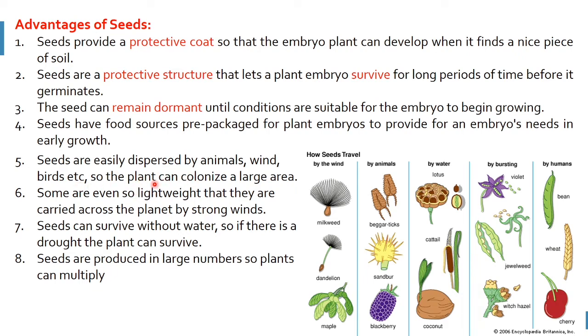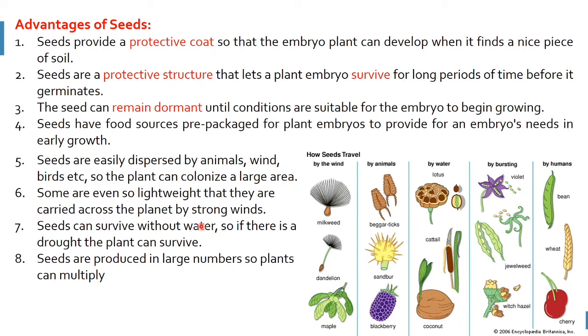As plants are immobile organisms, they cannot move from one place to another, but they can disperse through their seeds, which can be dispersed with the help of wind, by animals, by water, by bursting, or by human beings. Some are so lightweight, like in case of wind dispersal, that they can be carried across the planet by strong winds. Like these seeds, dandelion or milkweeds, they are so lightweight that they can travel to longer distances.